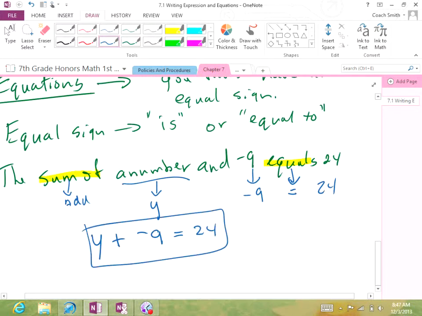And that's your answer. Wait, but on these kinds of problems, do you want us to put the number first still, or can we put the variable? Only on multiplication do you have to put the number first.